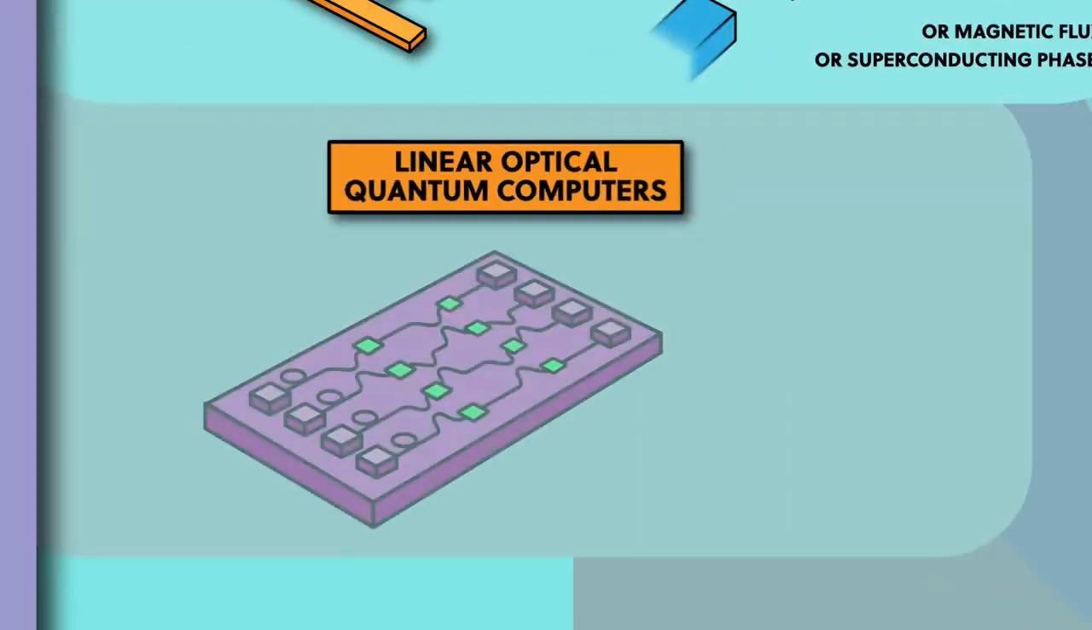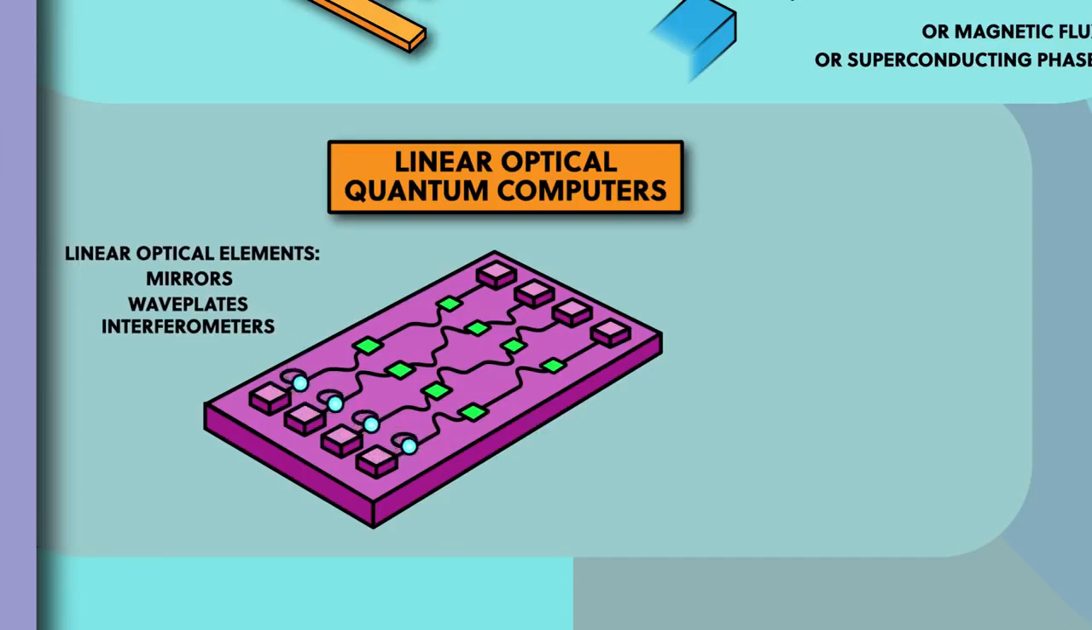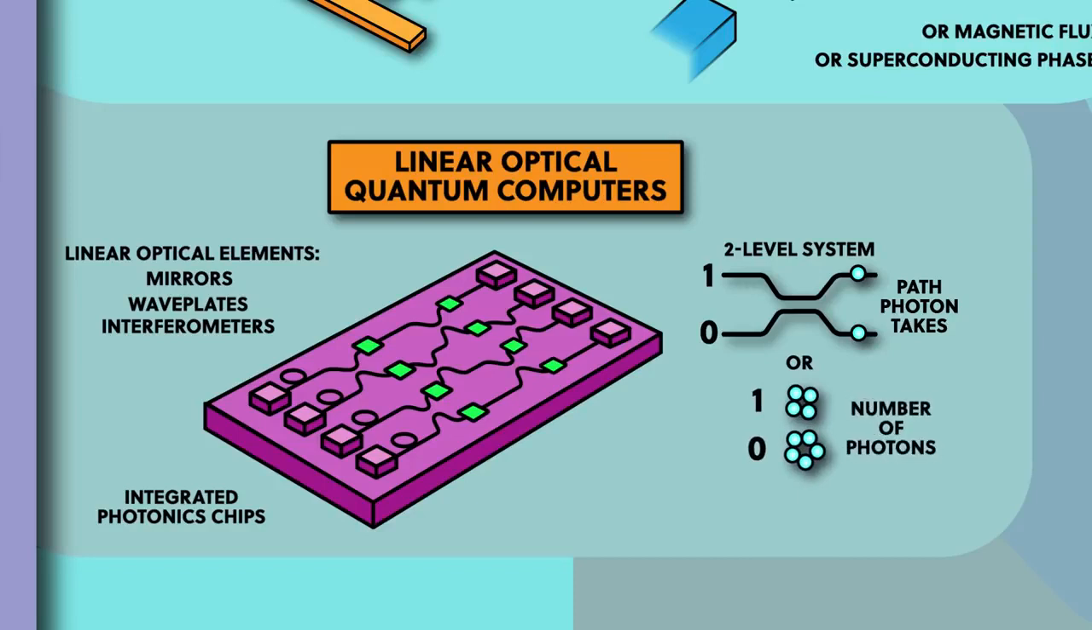Next we have linear optical quantum computing. Optical quantum computers use photons of light as the qubits, and they operate on these qubits using optical elements like mirrors, wave plates, and interferometers. At scale, this has been accomplished by printing these elements into integrated photonics chips. The two-level system in an optical quantum computer can have different designs, either a superposition of different paths a single photon takes through the chip, or a superposition of different numbers of photons present in a path. And these can be manipulated by applying a voltage to a path.